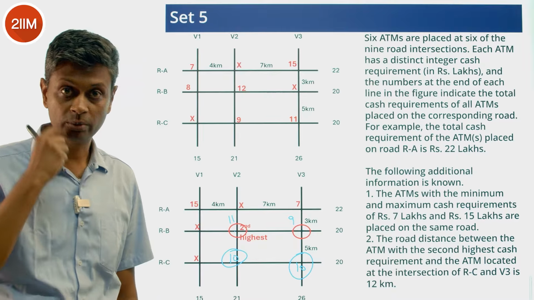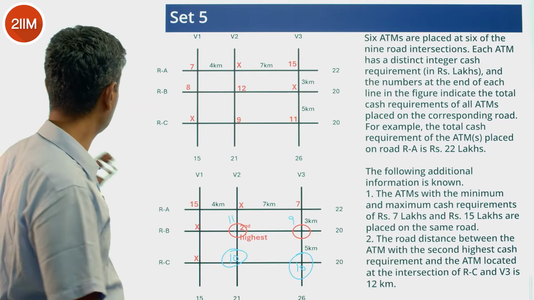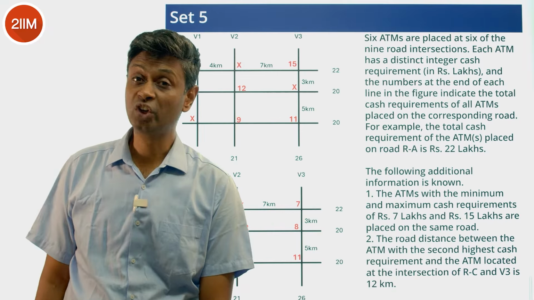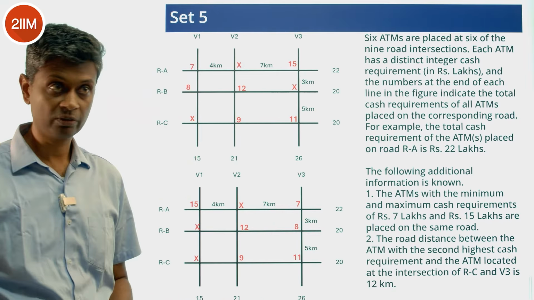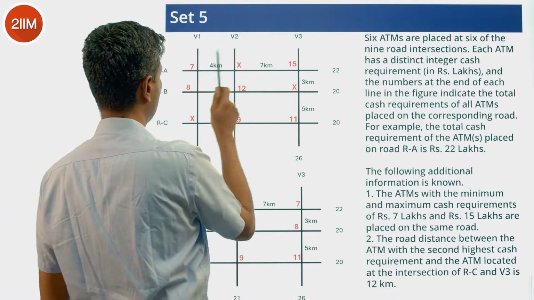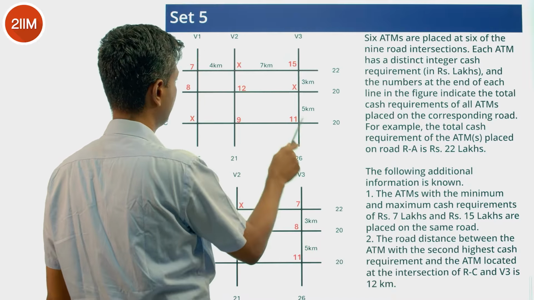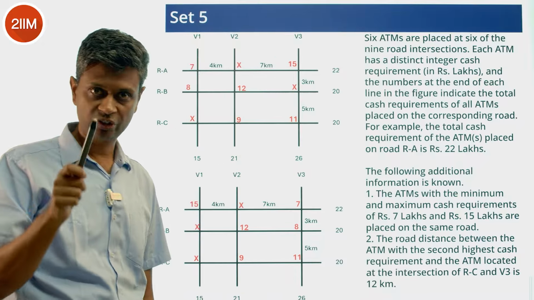13, 7 is not possible. 10, 10 is not possible. It has to be 12 and 8. The moment we put 12 and 8, the other two fill themselves, 9 and 11. Interestingly, both of these are possible. Right? 7 plus 15, 22. 8 plus 12, 20. 9 plus 11, 20. 7, 8, 9, 11, 12, 15. All distinct. 6 ATMs works.